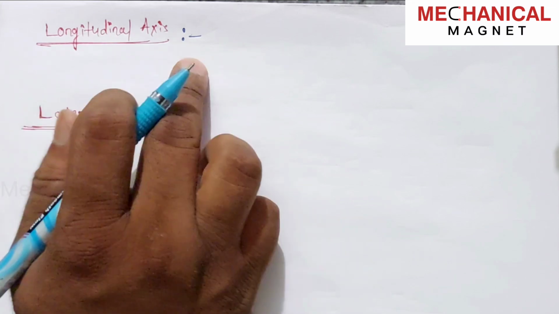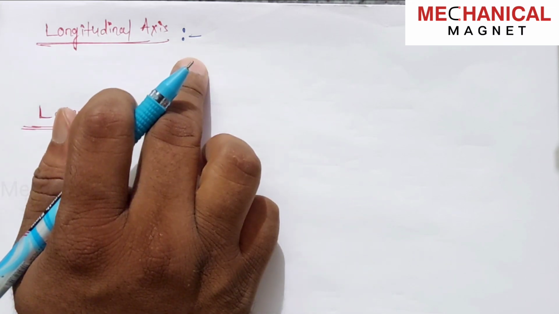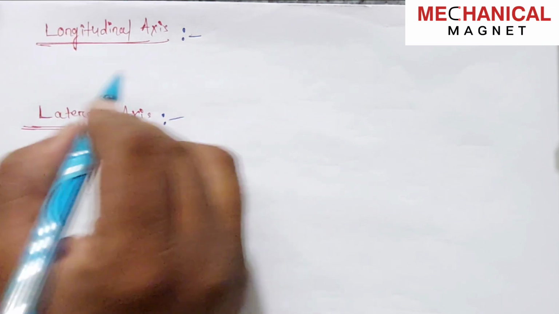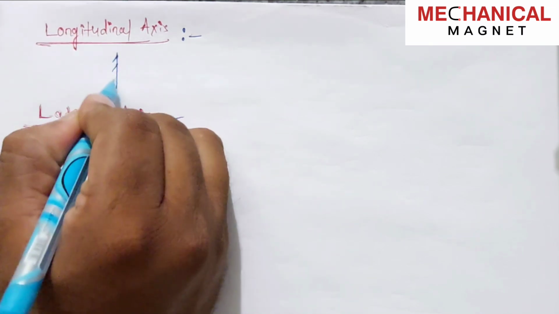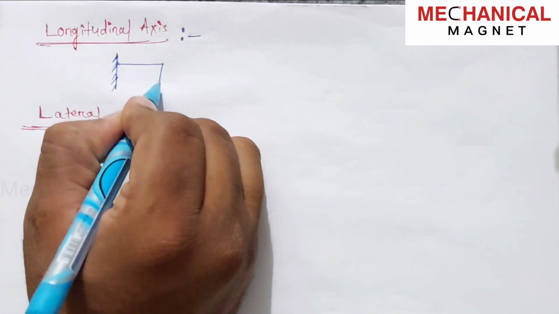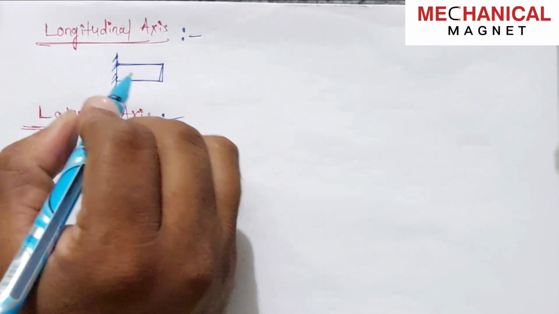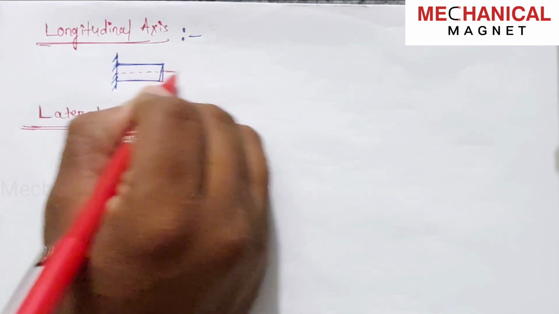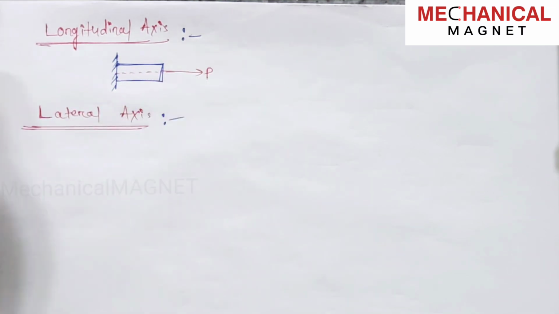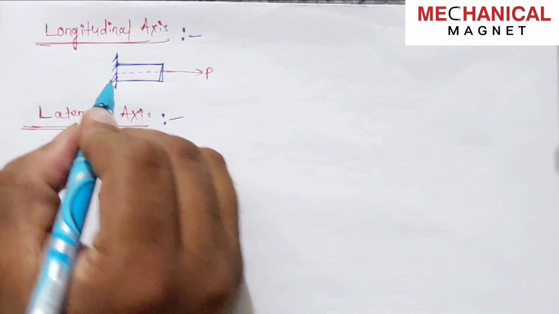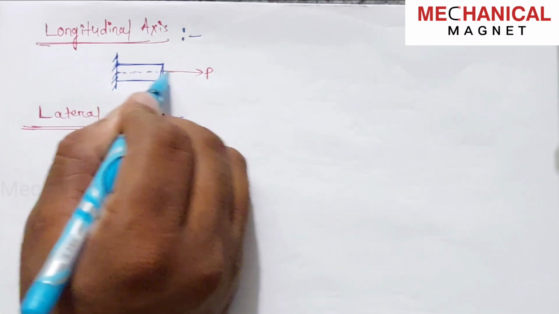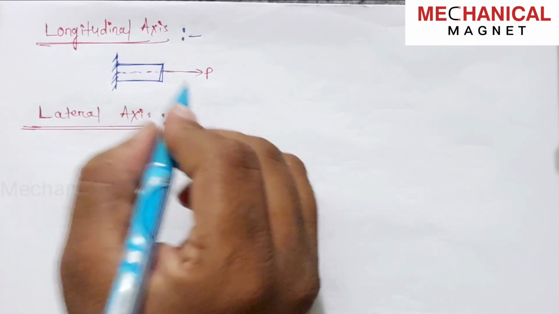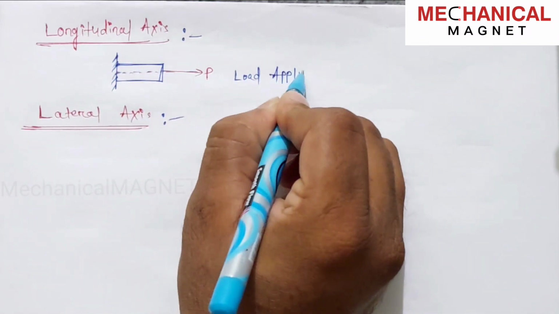Coming directly to the longitudinal axis. It is the axis along which the load is applied. You can see this is a structure, and when the force acts along the axis of the structure, this is the x-axis, you can see. Okay, so the force is P. When the force acts along a certain axis, the x-axis, that is known as the longitudinal axis. This is the load applying axis.